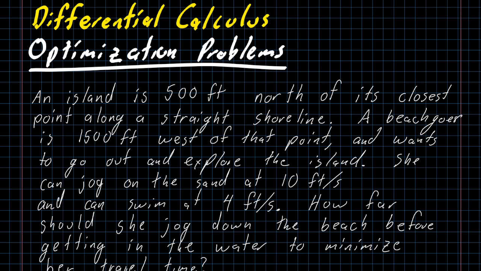An island is 500 feet north of its closest point along a straight shoreline. A beachgoer is 1,500 feet west of that point and wants to go out and explore the island. She can jog on the sand at 10 feet per second and can swim at 4 feet per second. How far should she jog down the beach before getting in the water to minimize her travel time?